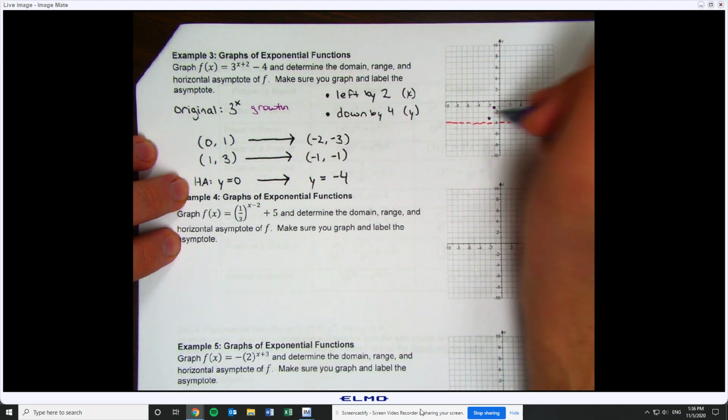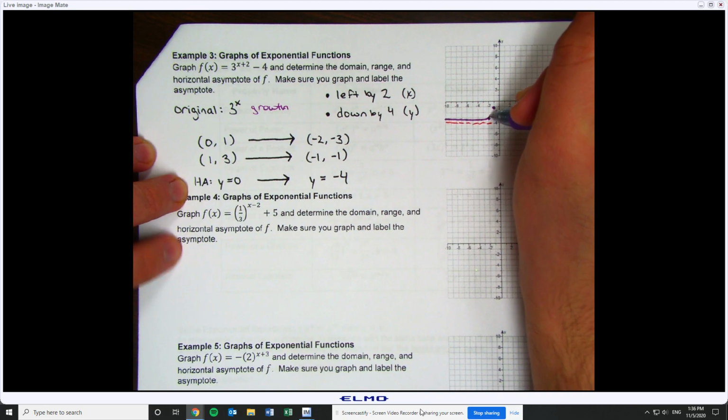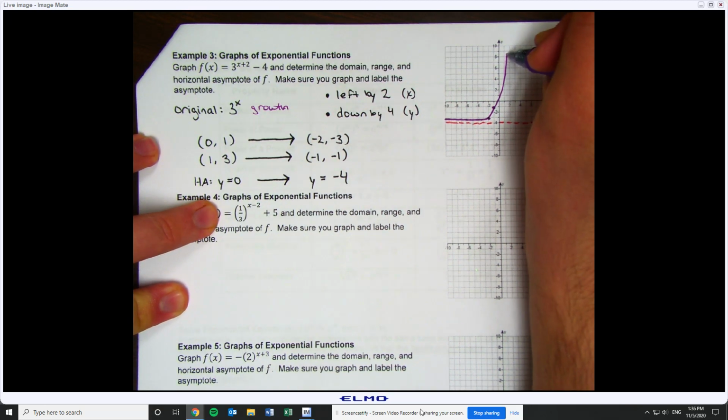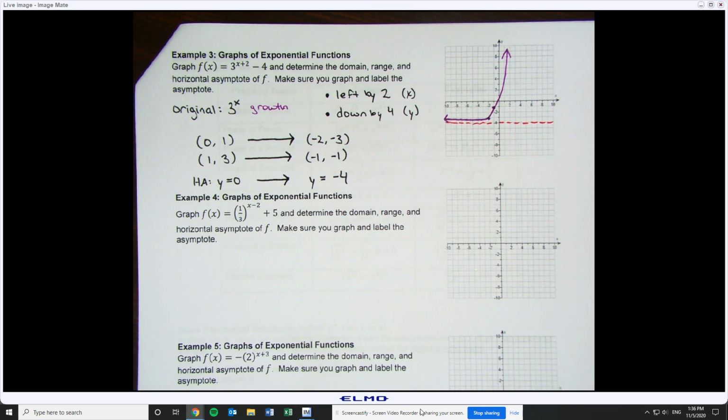And this is a growth, so I know I'm going to go flat right here. I'll start kind of curving up. I'll hit my point. I'll hit my point. Is it super accurate? No, but do we know a good bit of information about it? Yes. And that's it.